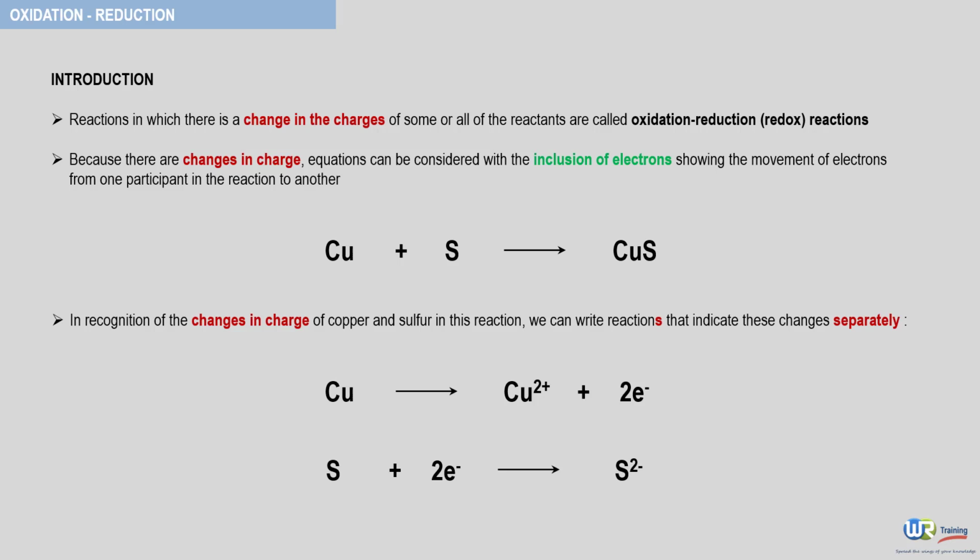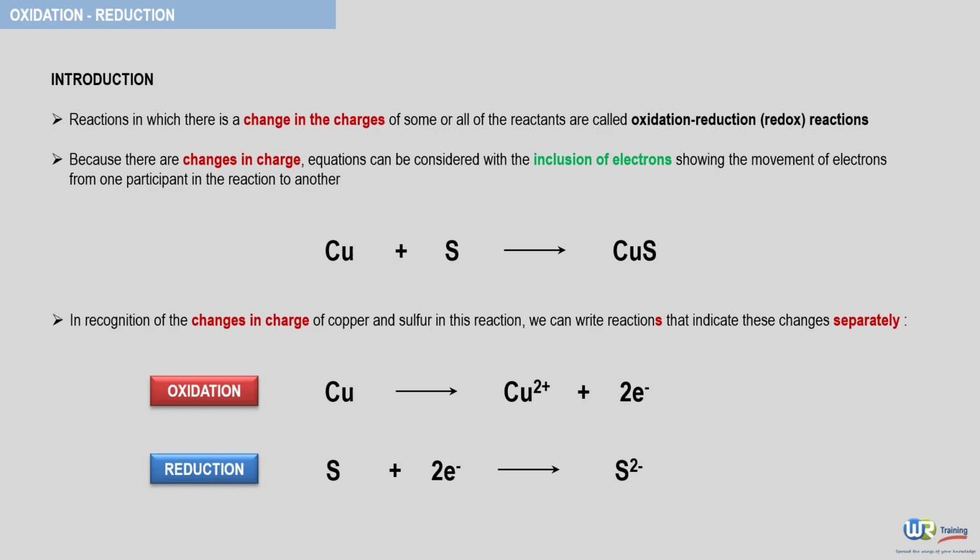Half reactions account for all of the matter involved in the reaction, even showing the movement of the electrons. Notice here that the electrons released from the copper are picked up by the sulfur, as is required by the law of conservation of matter. The copper half reaction is an oxidation reaction, while the sulfur reaction is a reduction reaction.